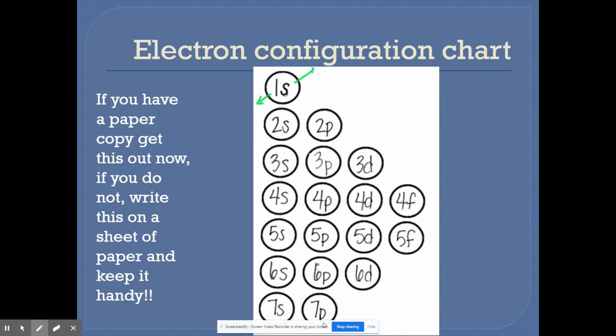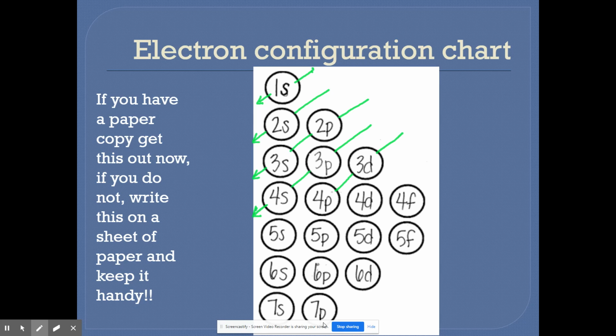So first we go through 1S. When you get done with one line, you're going to go straight to the next line. 2S. Then our third line is going to go through 2P and 3S. Next we have 3P and 4S. You should be drawing these too.